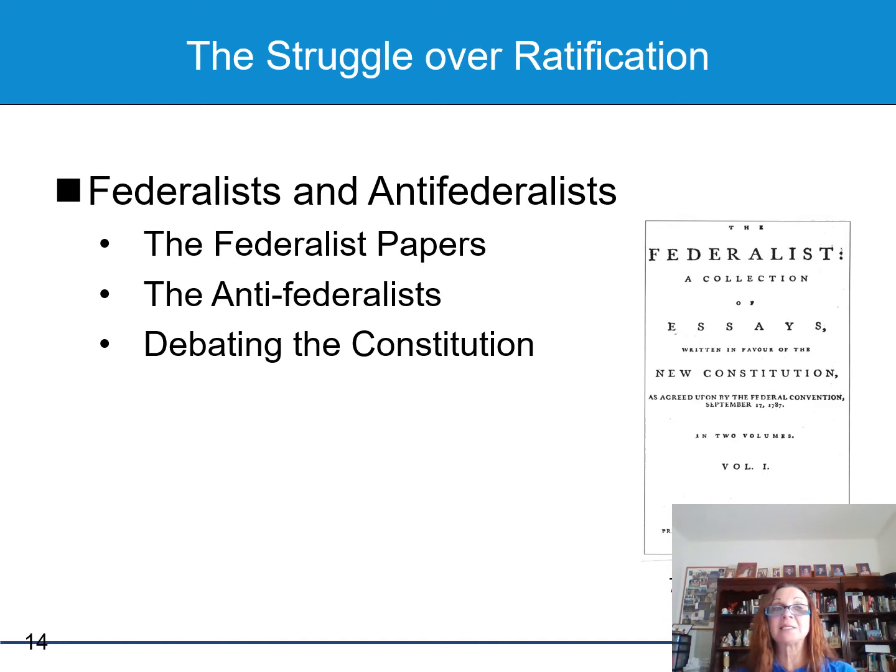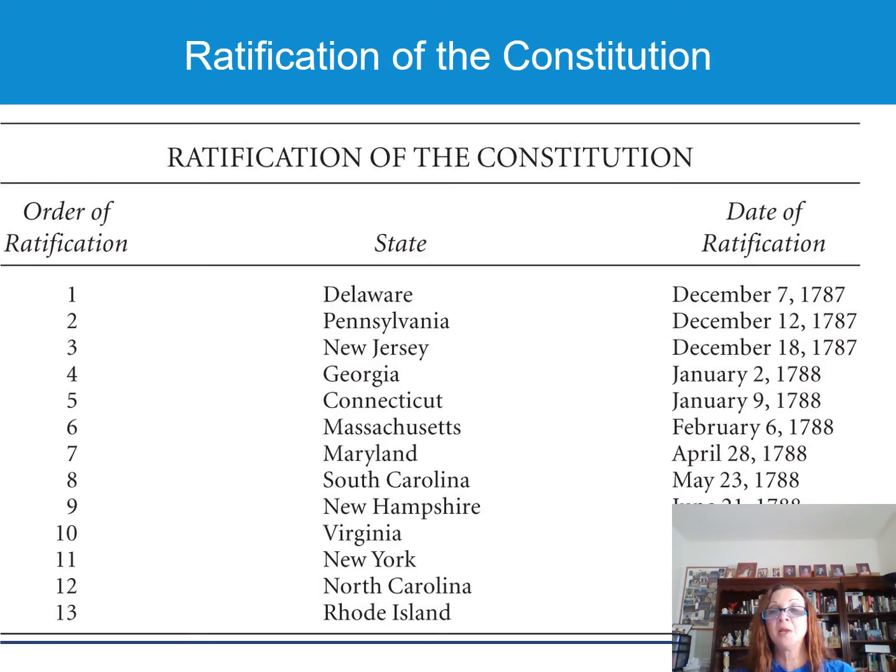So let's look at the next slide. So this is the slide I was talking about. It shows you the order of ratification. As I said, Delaware was the very first in December 1787, and it goes all the way down to Rhode Island being the very last, which won't ratify the Constitution until 1789. So much later than the other states.